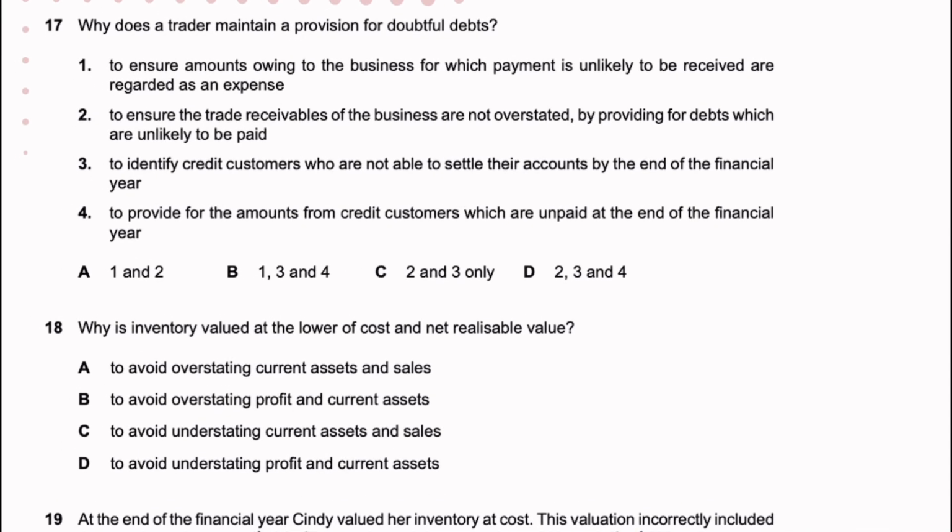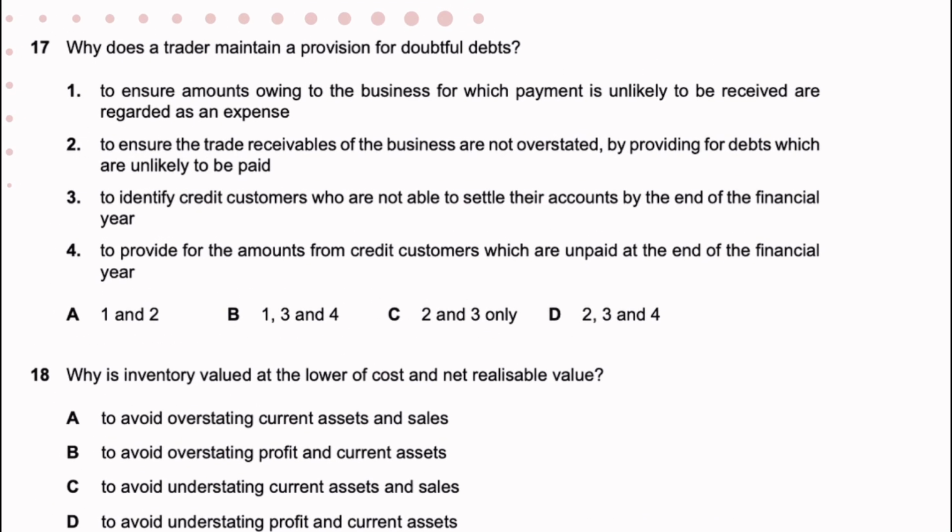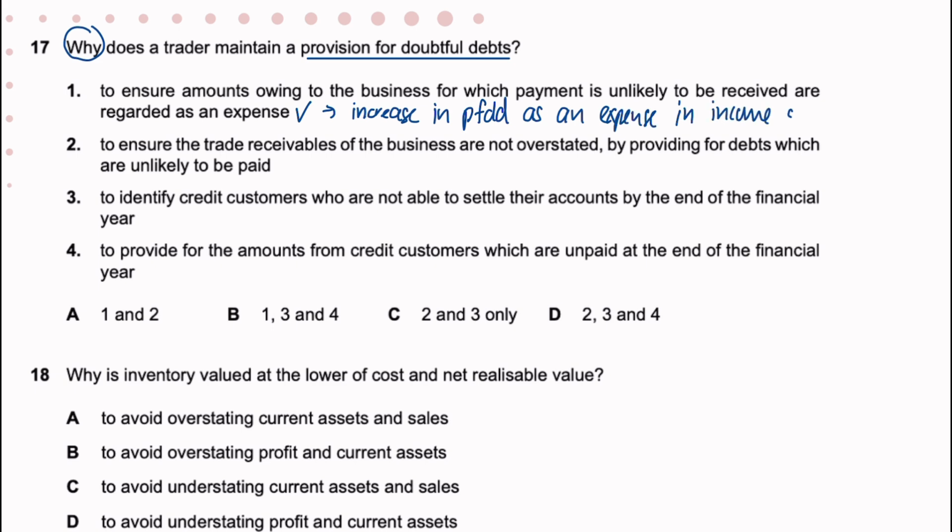Moving on, question 17. Why does a trader maintain a provision for doubtful debts? First, to ensure amounts owing to the business for which payment is unlikely to be received are regarded as an expense. Okay, so this is true because the business always, to anticipate the losses, will record the increase in provision for doubtful debts as an expense in the income statement. So you regard this as an expense.